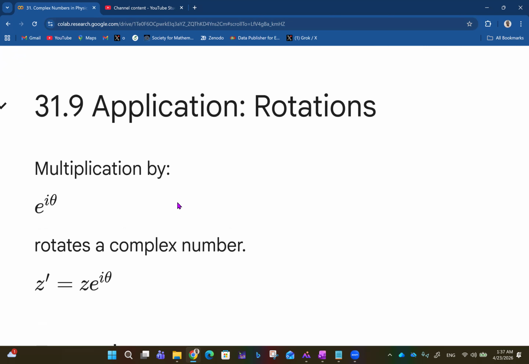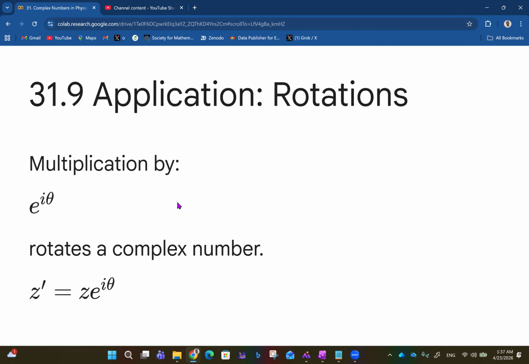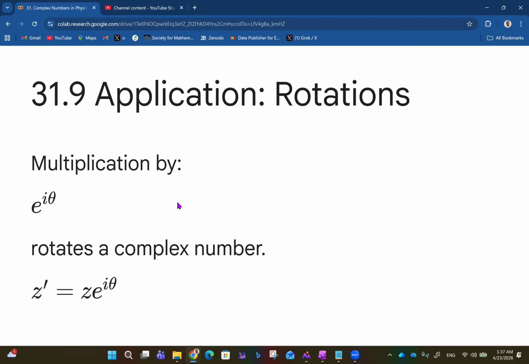So, at some point we talked about transformations of complex numbers, where we talked about rotation, scaling, and translation. I think there's one more that I'm not remembering right now. If you multiply by e raised to i theta, that rotates a complex number, so z prime becomes z e raised to i theta.